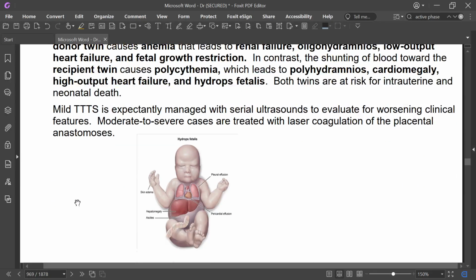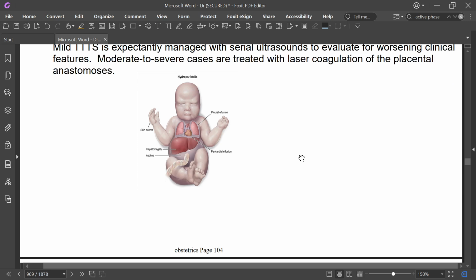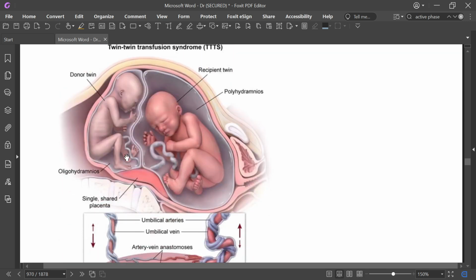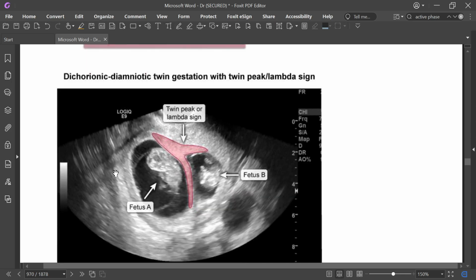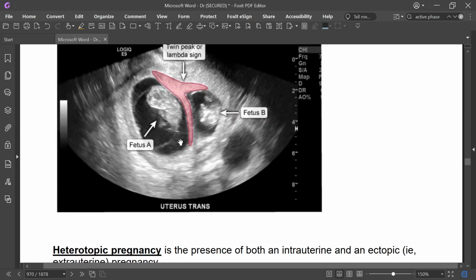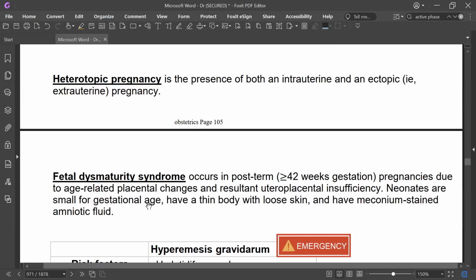Mild twin-twin transfusion syndrome is managed with serial ultrasound to evaluate for worsening clinical status of the fetus. Twin-twin transfusion syndrome, arteriovenous. This is the lambda sign. Fetus 1, fetus 2. This is the lambda sign.